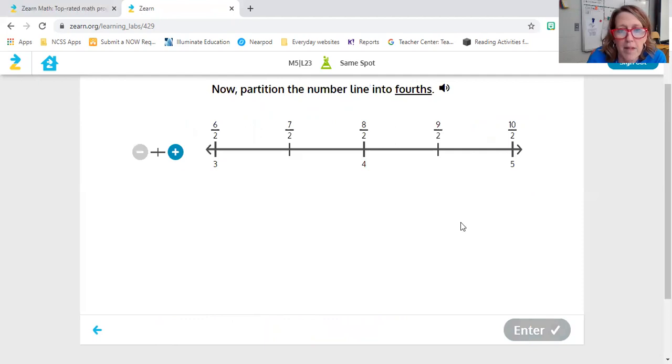Now partition this number line into fourths. So here we go. Remember, we're trying to make 4 right here between 3 and 4. Let's see. 1, 2, 3, 4. And we did that. We made this have 1, 2, 3, 4 pieces.